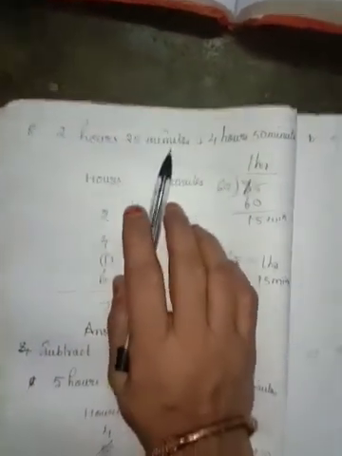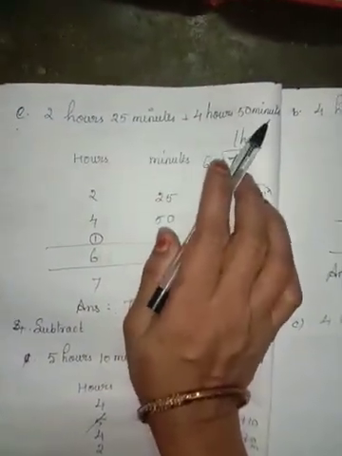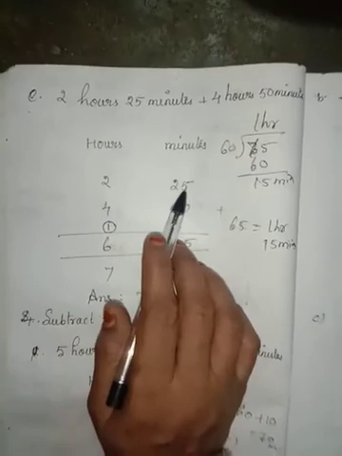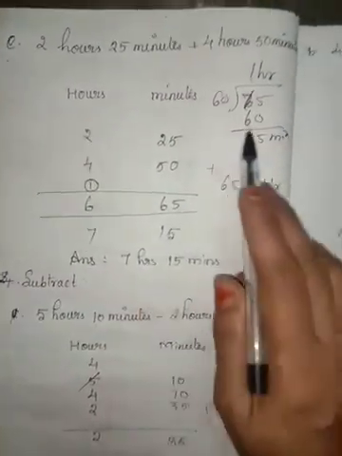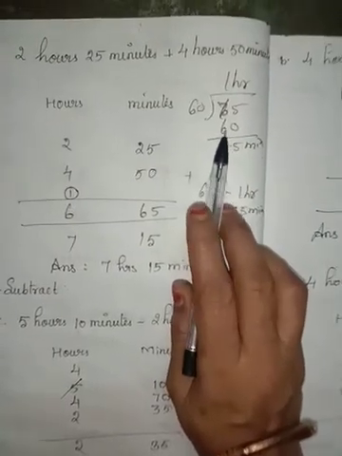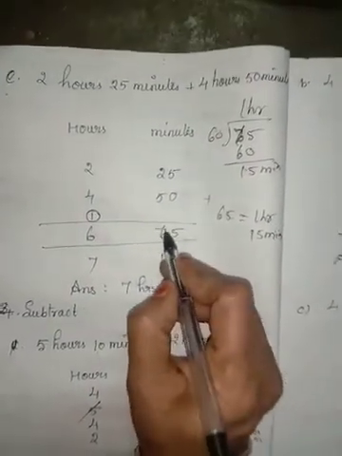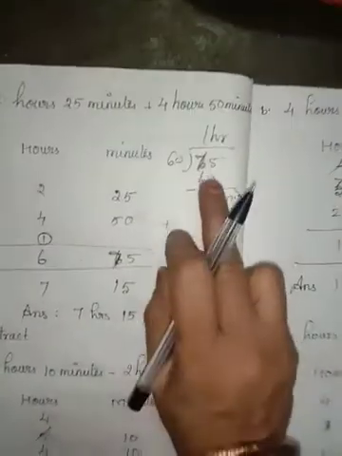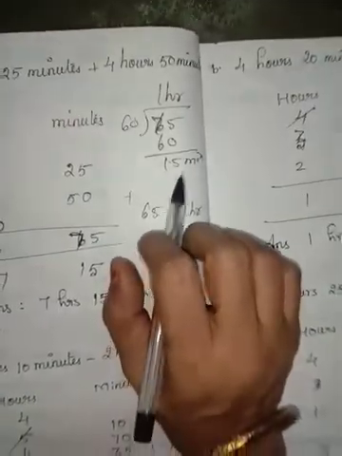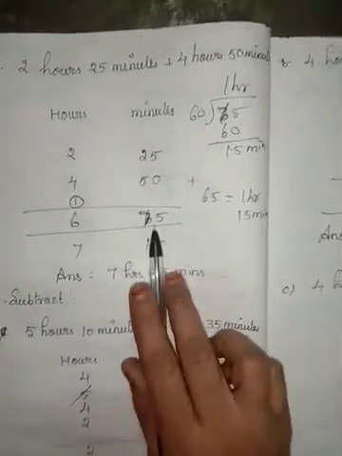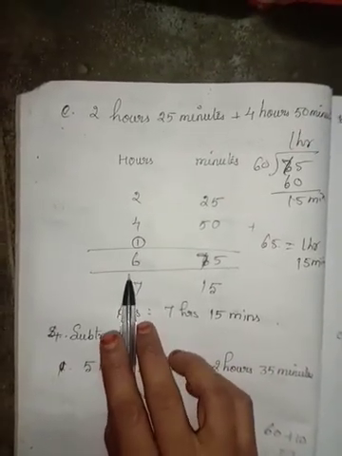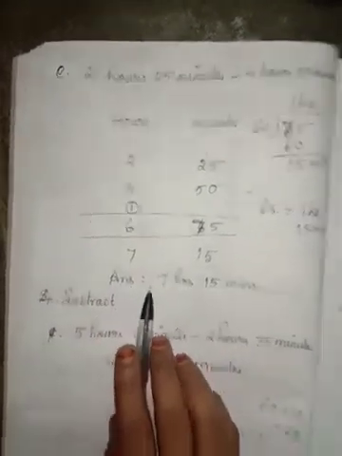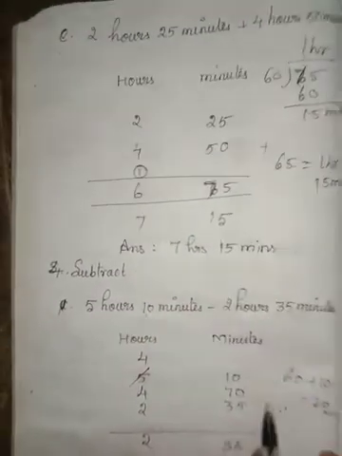Similarly, another example: 2 hours 25 minutes and 4 hours 50 minutes. We have to add 2 hours 25 minutes and 4 hours 50 minutes. We get 6 hours 75 minutes. So 75 is converted as 1 hour 15 minutes. So write the 15 minutes in the minutes column, and we have to add the 1 to 6, that is 7. The answer will become 7 hours 15 minutes.